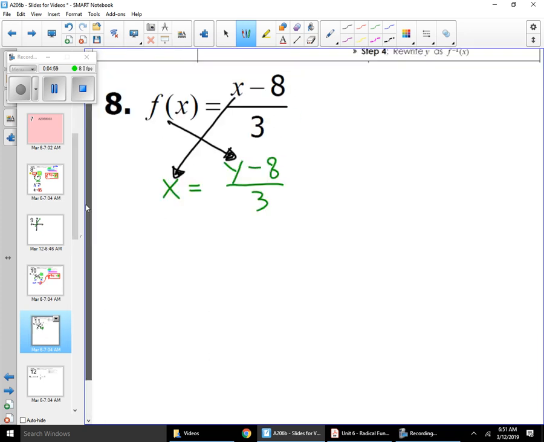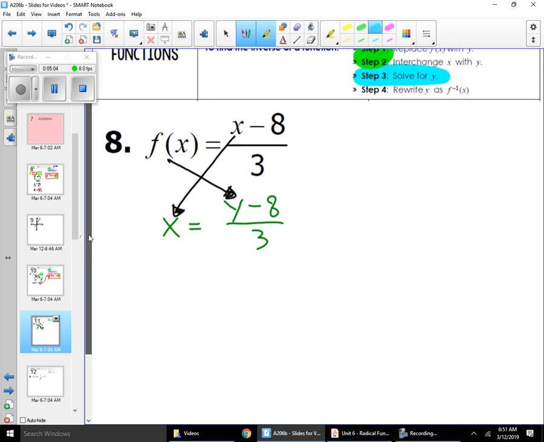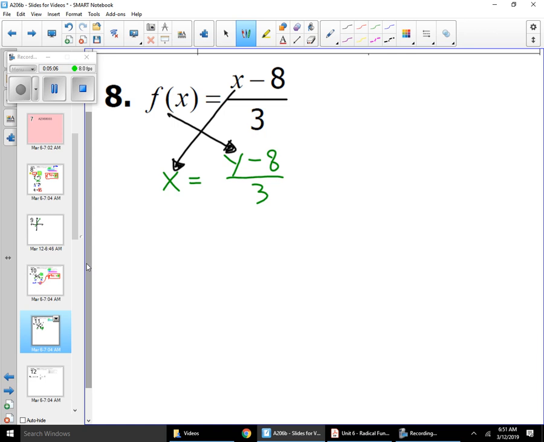But now in order to solve for y, I've been doing that in blue, there are two steps. In order to get rid of that divide by 3, we need to multiply both sides by 3. So we'll have that 3x is y minus 8. Oh, but now there's a minus 8 to take care of. The opposite of minus 8 is plus 8. No big deal. So we wound up with a two-step equation there.